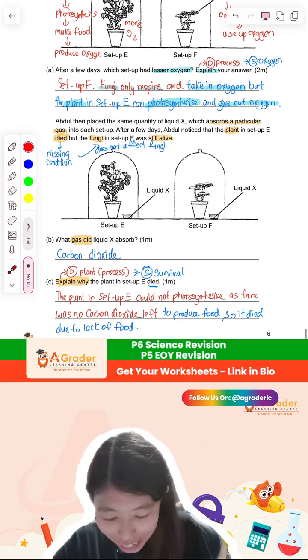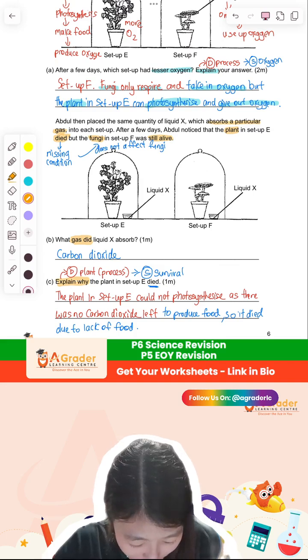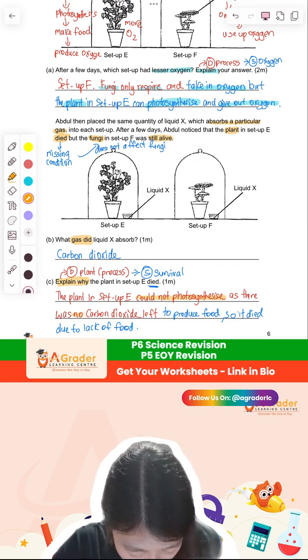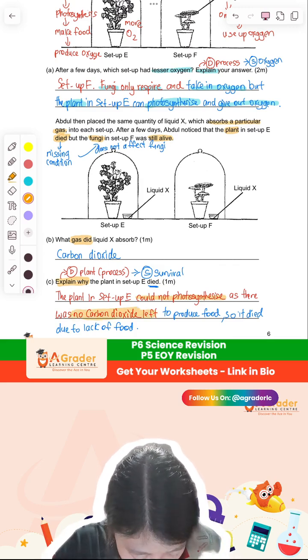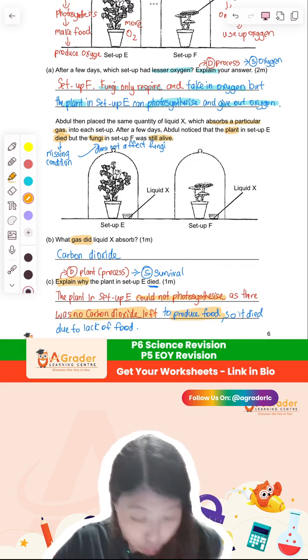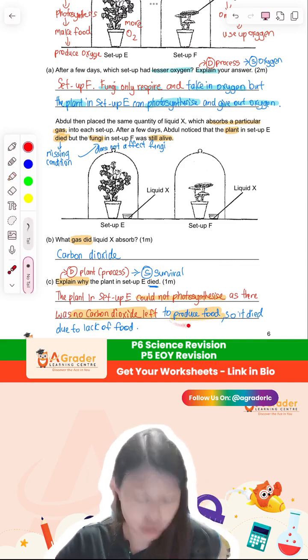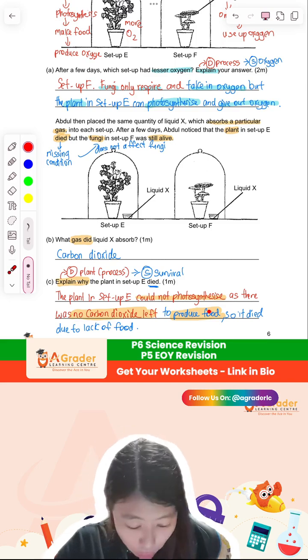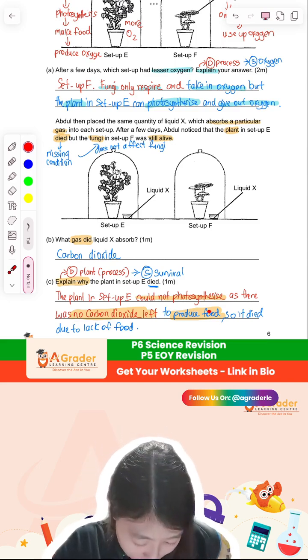Okay, so I'm gonna highlight the key thing, okay? So you must mention that the plant could not photosynthesize because there was no carbon dioxide left to make their own food. If you wrote to make its own food, you will still get your marks. Okay, but you must explain why the plant died. Is because of lack of food.